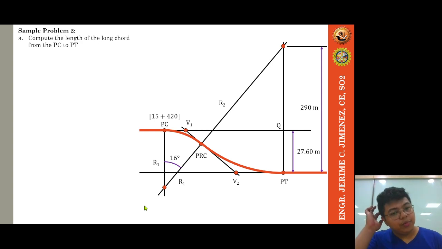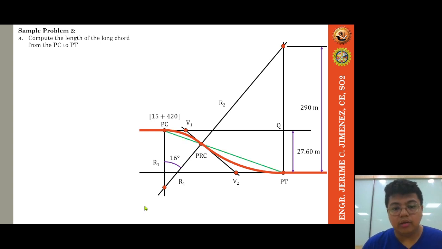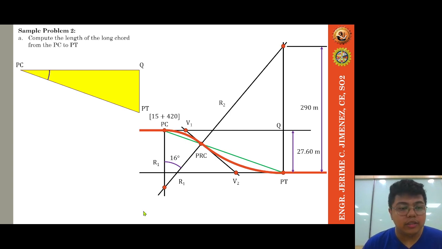So first, let's compute the length of the long chord from the PC to PT. So ano hinahanap nating chord? This chord. Okay, itong chord na to, PC to PT. Now, we can consider the points PC, PT, and Q. Katulad ng kanina, no? So we'll be having here a right triangle. Okay? So this angle, natutunan natin kanina, is what we call the deflection angle.